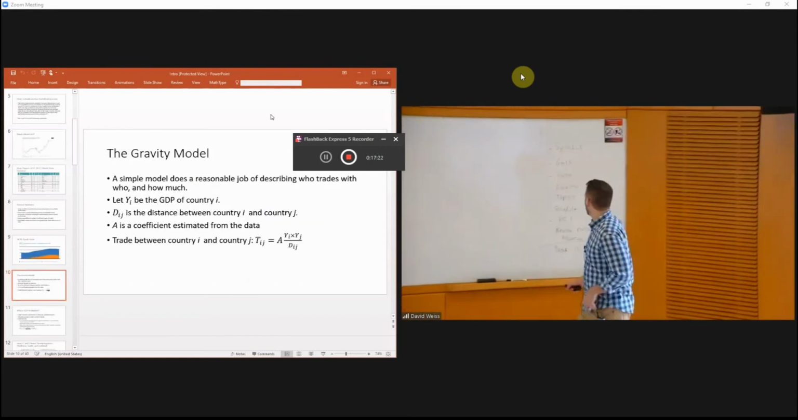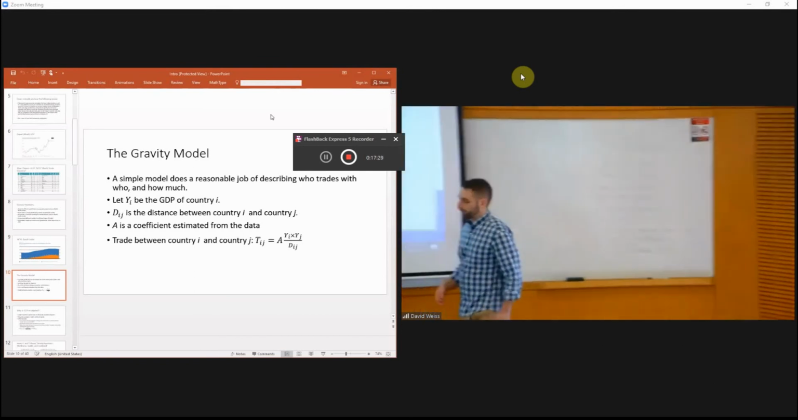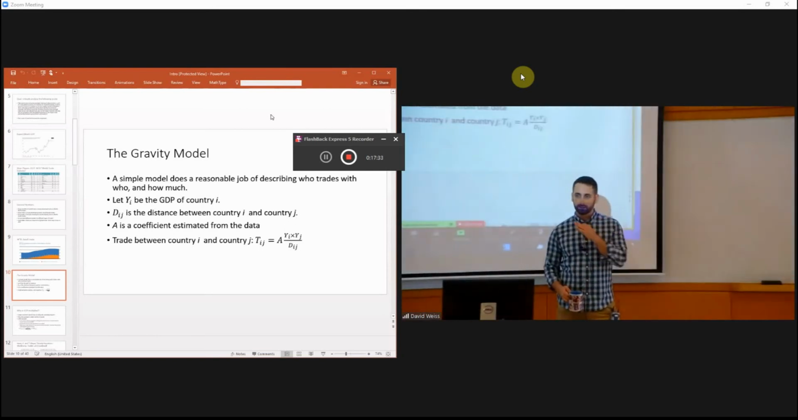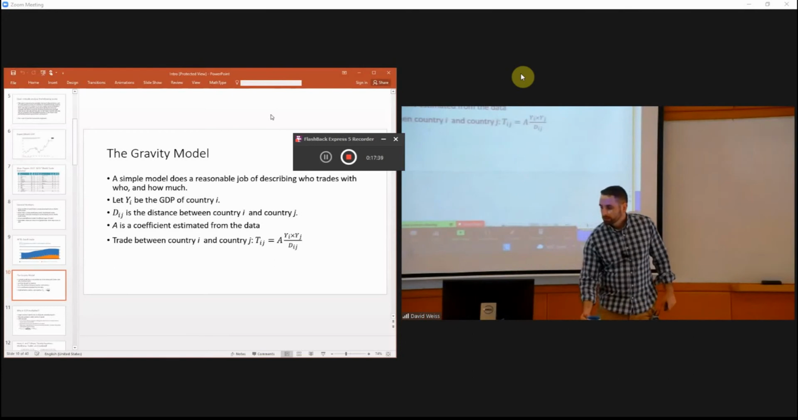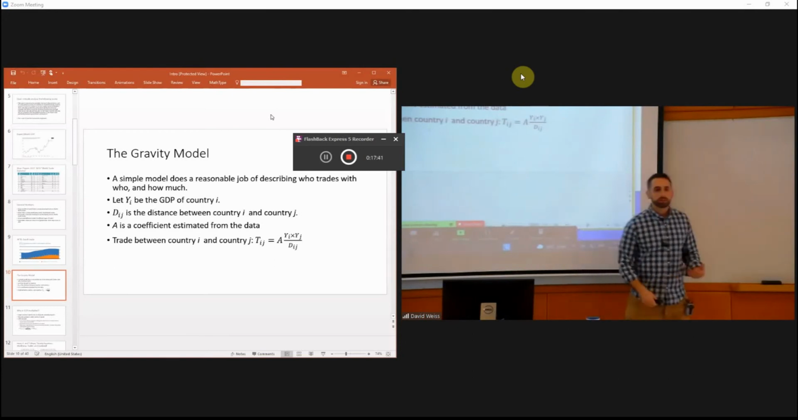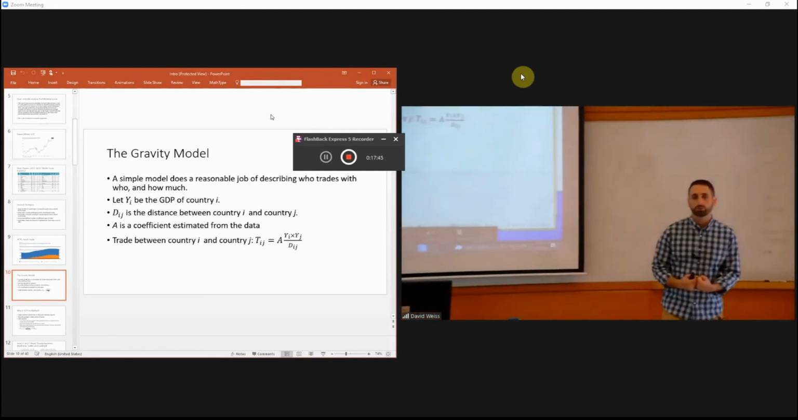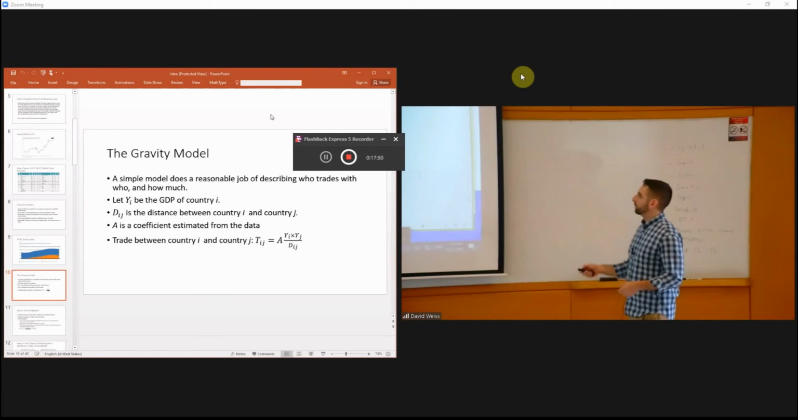Let's get into the gravity model. The gravity model is the first model that we're going to have. This is absolutely going to be material for the exam, problem sets, all of that. The gravity model is a simple model that does a pretty good job of describing how much different countries trade with one another. So first of all, let's just say what's what.